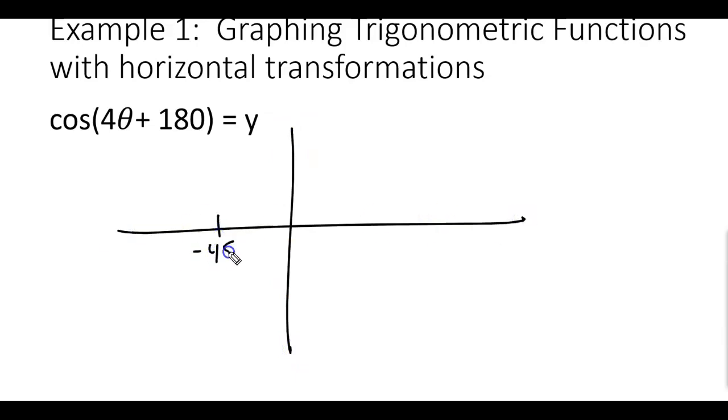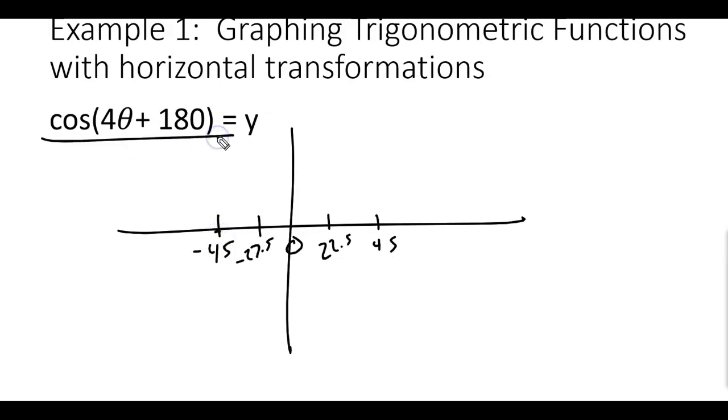Negative 45 is my first angle. Negative 22.5 is my next angle. Then 0. Then positive 22.5, and then positive 45. So now I'm going to be starting here at this point.